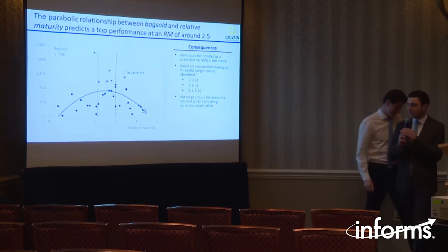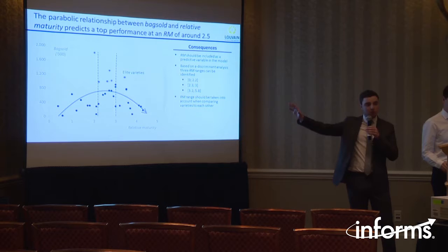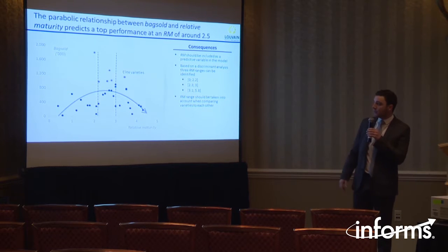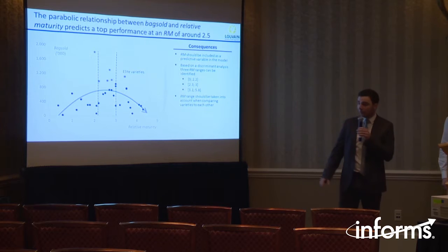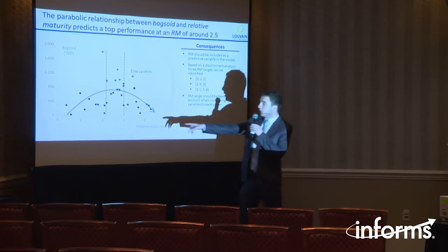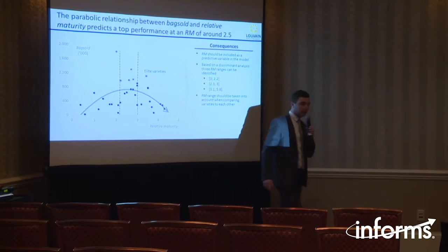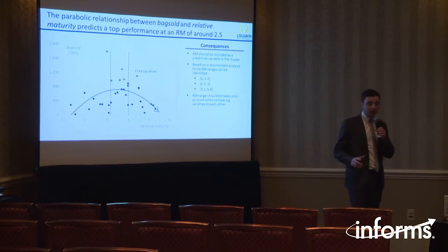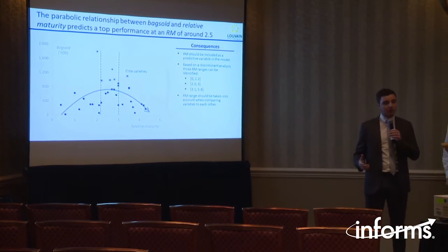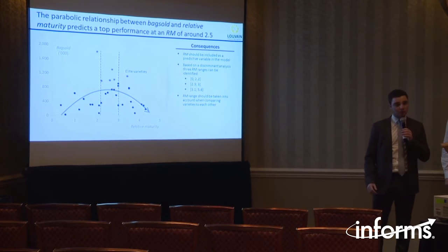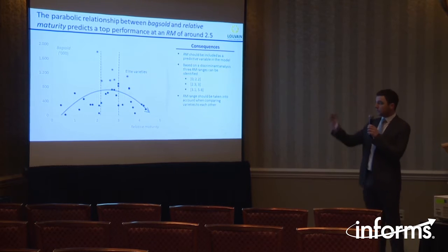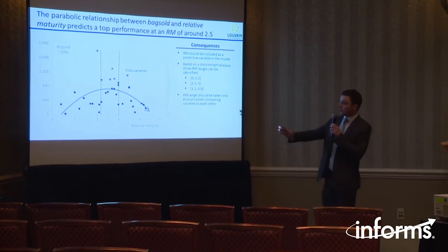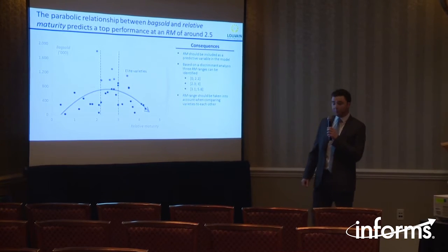Thank you, Lawrence. So when we first plotted backsolds against relative maturity, we noticed a parabolic relationship between those two variables, with a peak at around 2.5, where all the lead varieties are located. So this led us to directly introduce a quadratic term of relative maturity into our model.